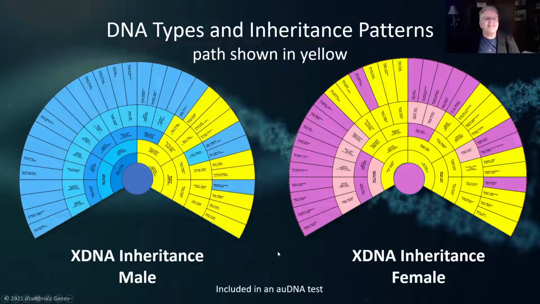And for xDNA, males and females have a different way of inheritance, or a different pattern. For males, it is highlighted here in yellow. And for females, xDNA inheritance is also indicated in yellow, and you can tell that they are two different patterns. And these are included in every autosomal DNA test.